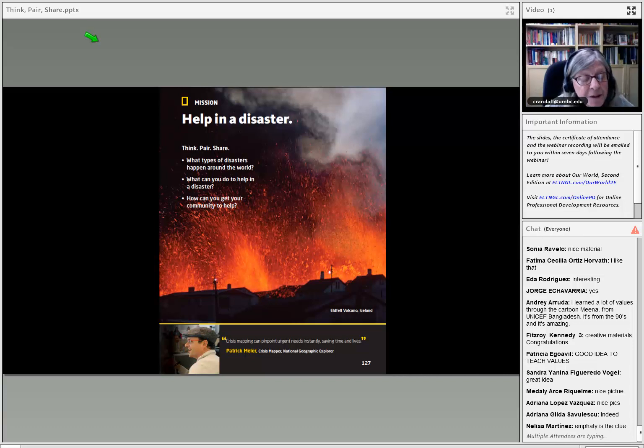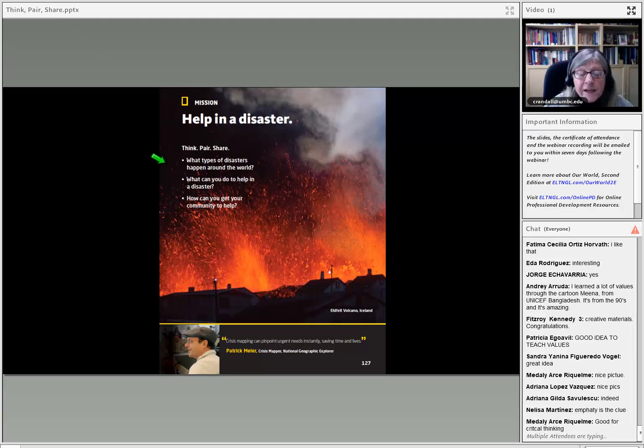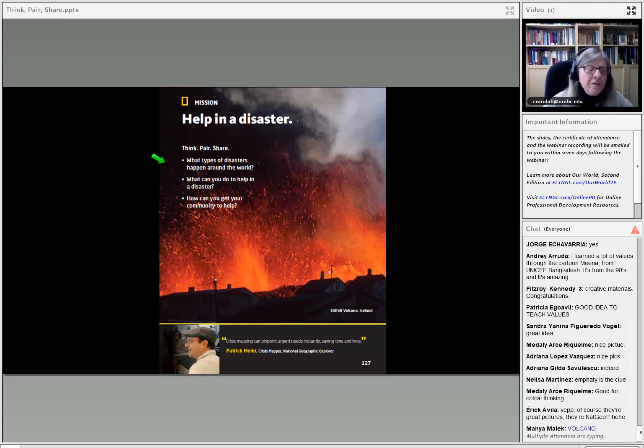And here we have a very sophisticated value: helping in a disaster. So there are a lot of really good questions to help. What types of disasters happen around the world? And unfortunately, I think we're right in the middle of one. But in this case, the unit was about volcanoes, but all of our children live in places where there are disasters, at least nearby. They know about tornadoes, they know about hurricanes, they know about fires that happen around the world.